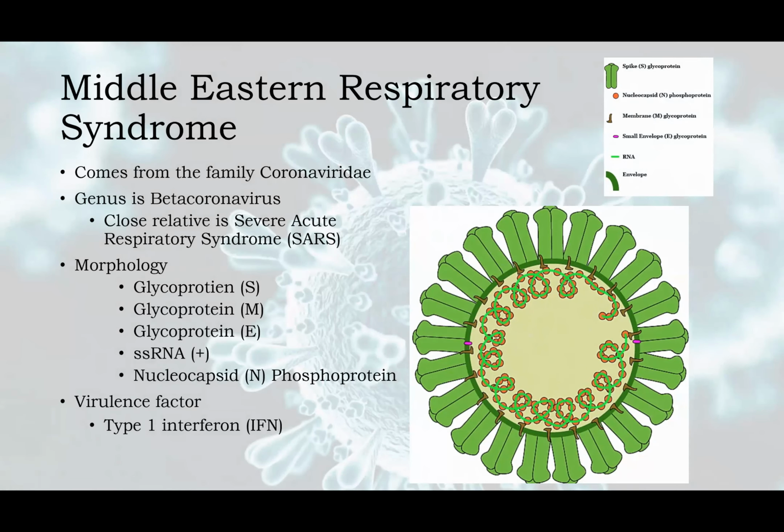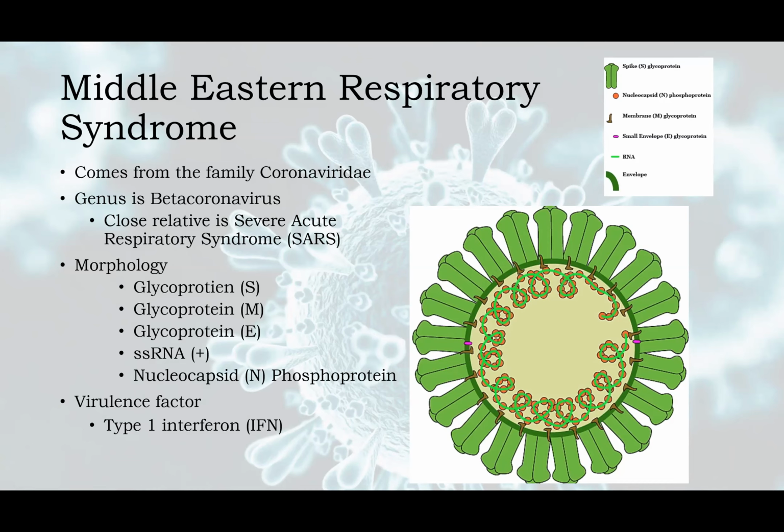MERS comes from the family Coronaviridae. It is the first C lineage beta coronavirus associated with human infections. Its close relative is SARS, which stands for Severe Acute Respiratory Syndrome. Morphology. They are named for the crown-like spike glycoprotein on their surface, and this is where viral entry takes place, receptor binding, and membrane fusion.